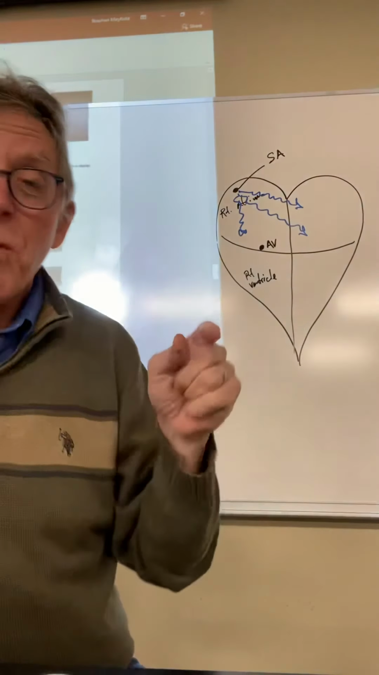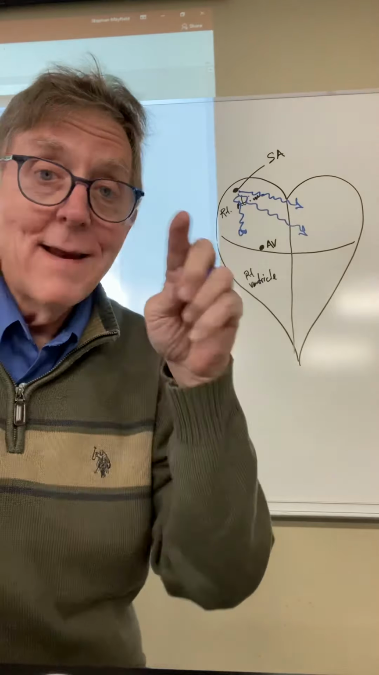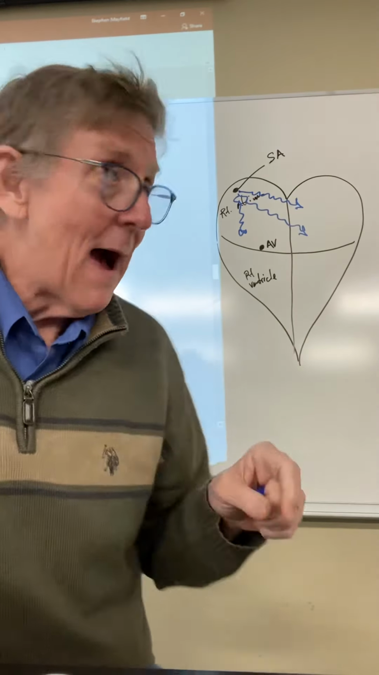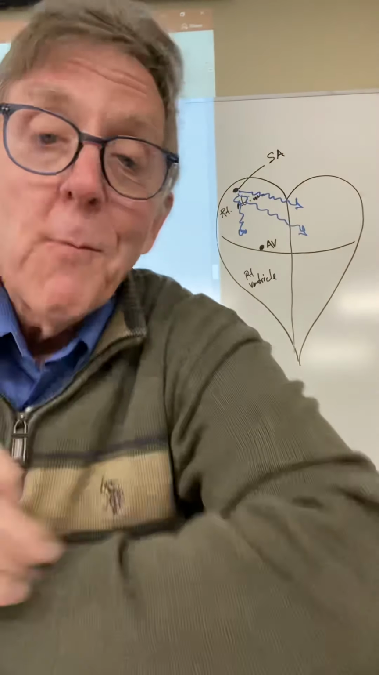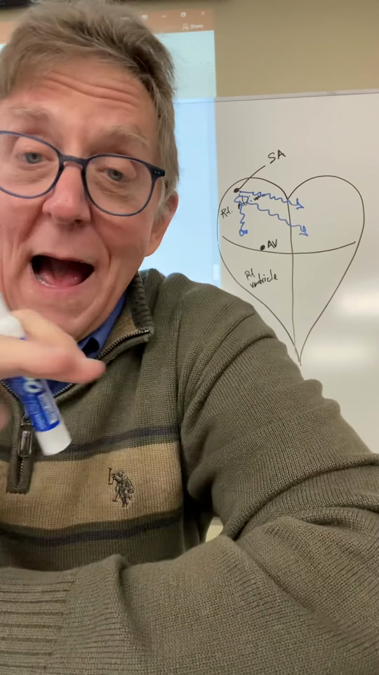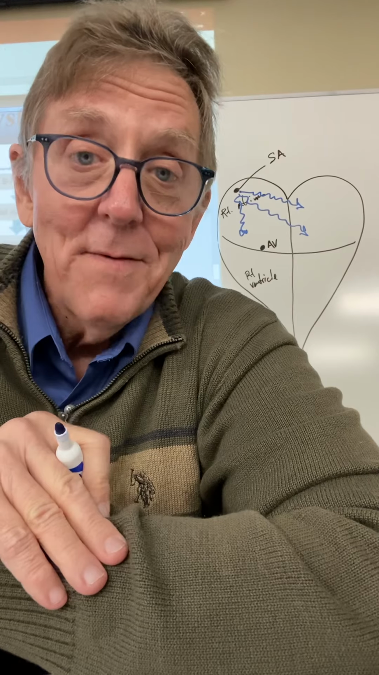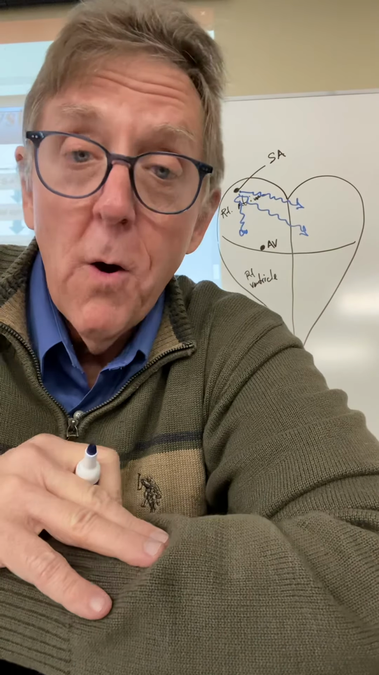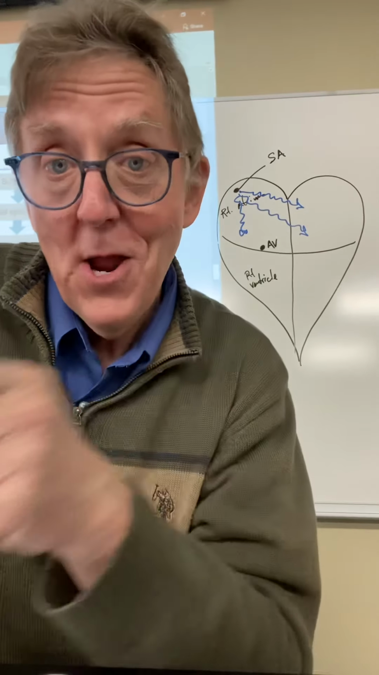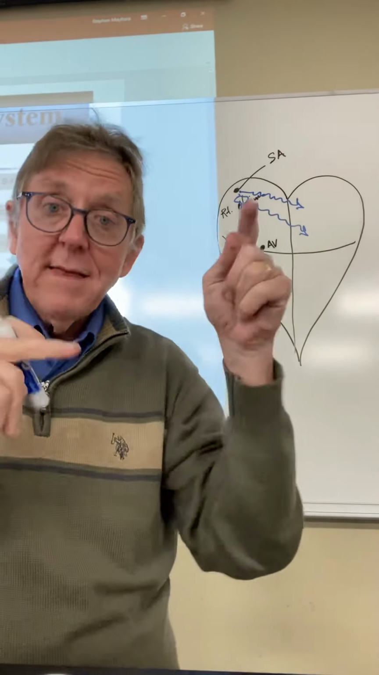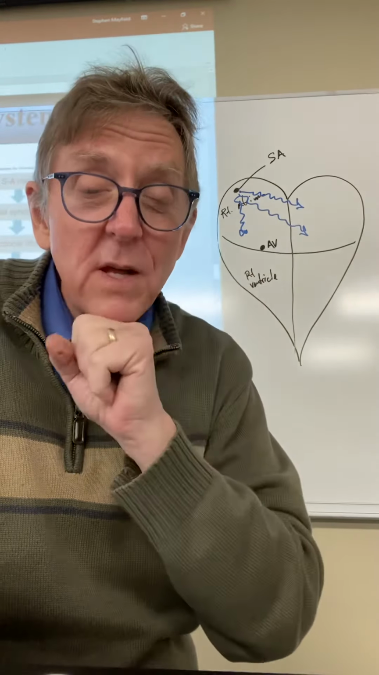And so we have another node that we talk about, and that is called the AV node. Where is it located? Right there between the atria and the ventricles. Hence the name atrioventricular node. So it's right there between the two.